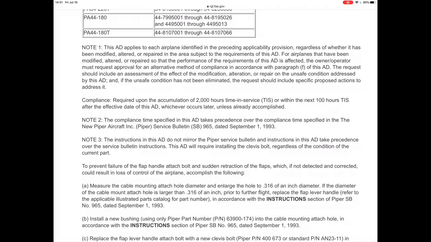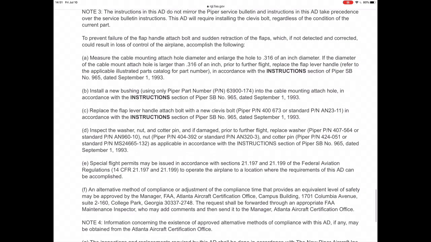tells us that the time specified in this AD takes precedence over the time specified in the service bulletin that Piper released. So here we see a situation where a service bulletin came from Piper Aircraft, and it eventually became serious enough that it was turned into an airworthiness directive. It also tells us that the instructions in this AD are different from the Piper service bulletin, and the instructions take precedence. So basically we must follow the regulatory AD instead. Below this, we see the work laid out for compliance.